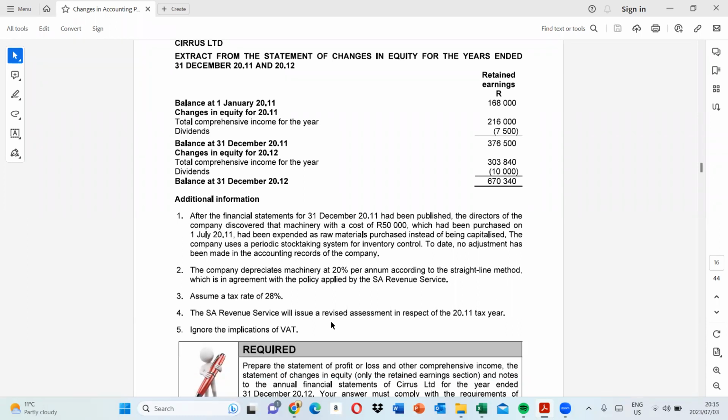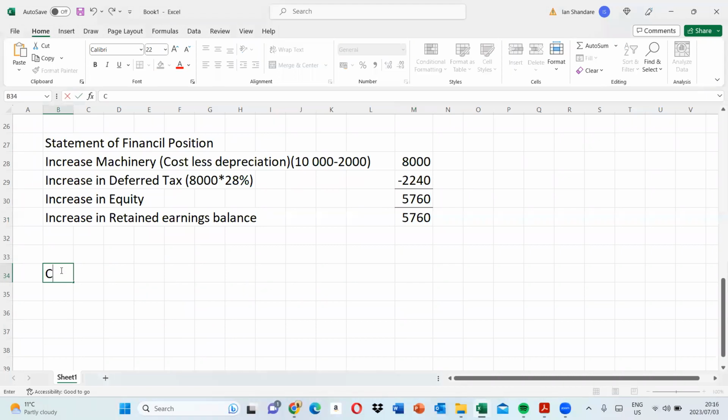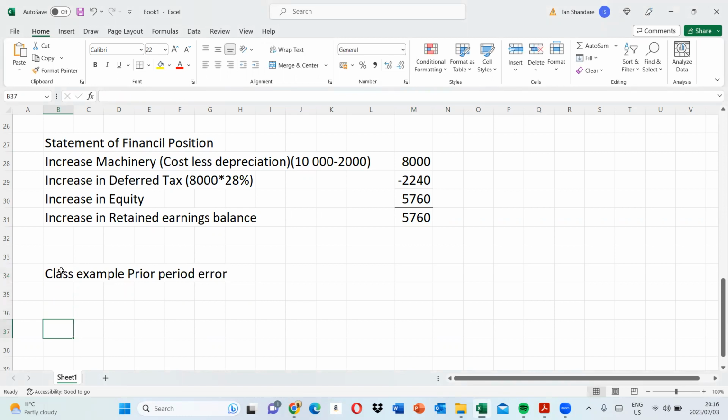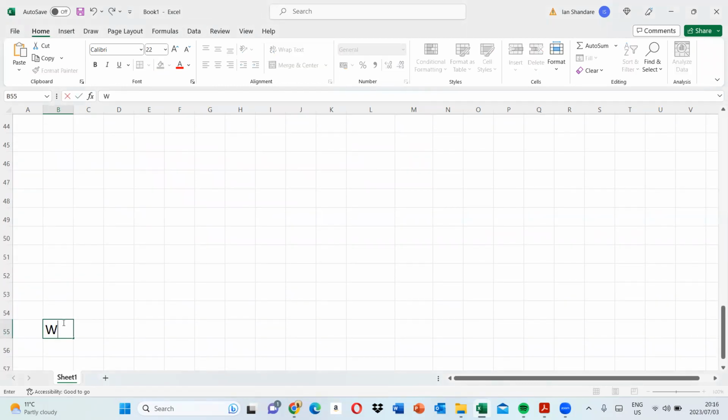All right, let's look at this question and see what is expected of us. In this regard, we can see they made an error there. So what did they do? They purchased machinery, but it was recorded under raw materials. So that is the mistake that actually transpired. Before you do anything, you can start off with your workings in terms of the prior period error.